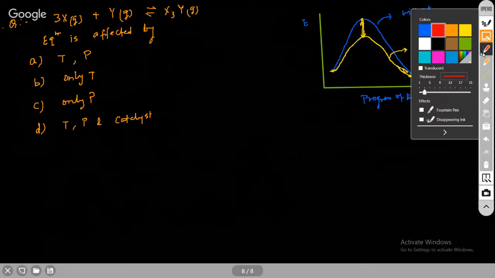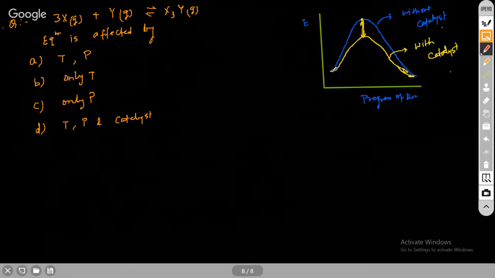Suppose the catalyst is a negative catalyst, that will increase the activation energy like this, and then the reaction proceeds, but again the final position will be the same. So that won't change the initial and final position. So equilibrium is not affected by the catalyst. It only changes the rate of forward and backward reaction. Okay, that is the only thing we have.